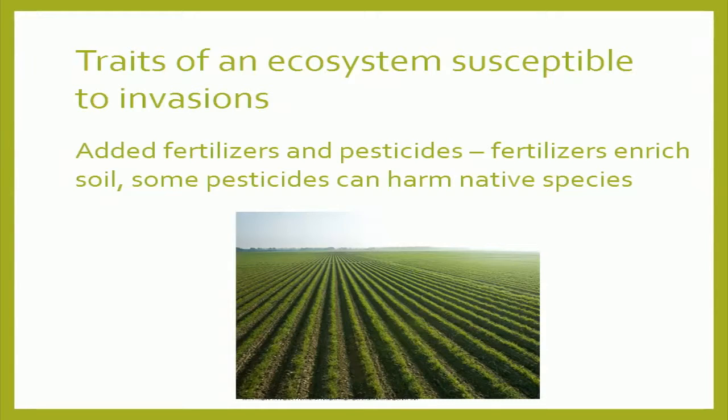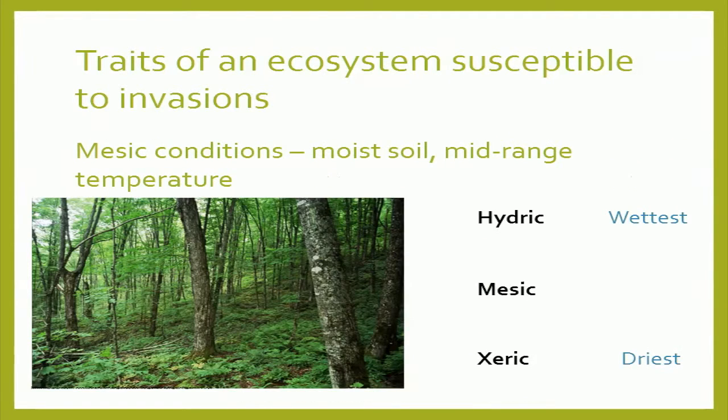Added fertilizers and pesticides, especially from agriculture or golf courses, can harm native species, making invasion easier. Mesic conditions typically require minimal specialization from invasive species entering the ecosystem. It's kind of like a Goldilocks scenario. Not too hot, not too cold, not too dry, and not too wet. Mesic generally refers to the moisture level of the soil. Xeric is minimal soil moisture, as in deserts, and hydric is high levels of soil moisture, as in wetlands.